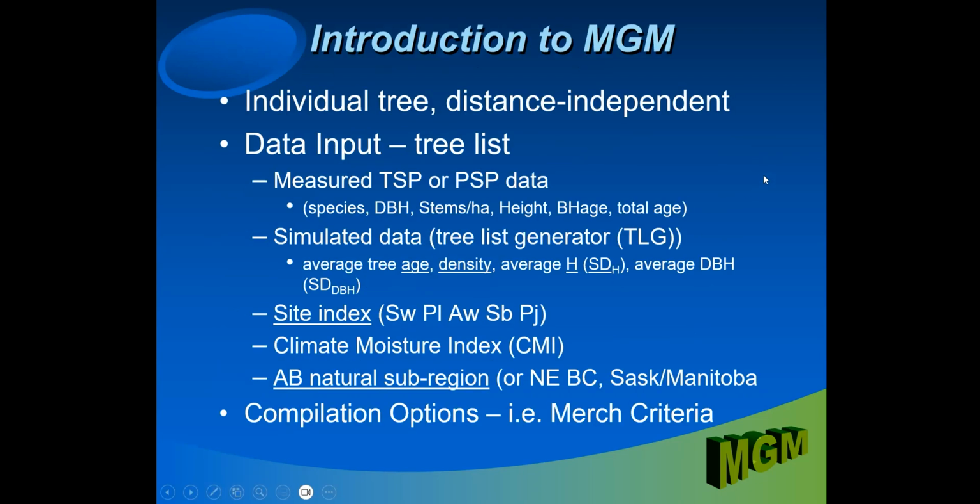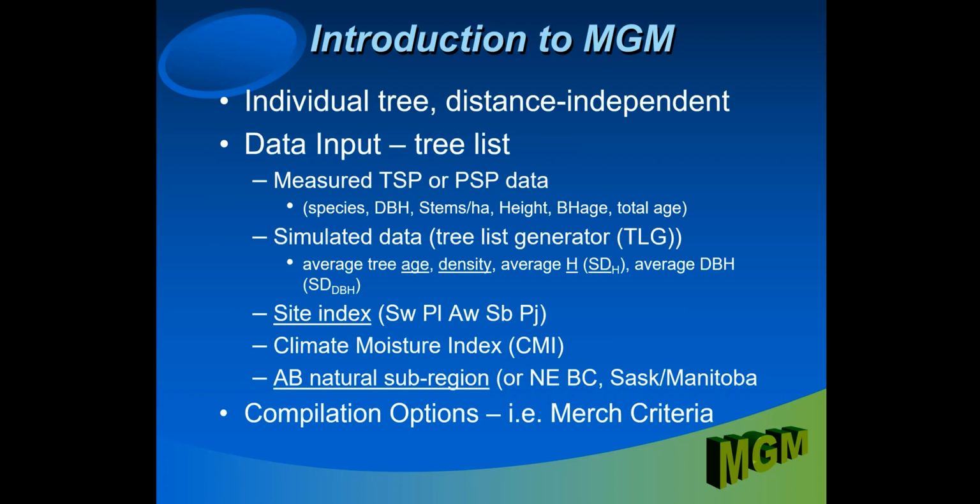Okay, so if we look at MGM and talk about how it's referenced, it's an individual tree distance independent model. And we'll be coming in and out of this whole thought process of what an individual tree model is, what is distance independent, and how it works as we progress through the presentation. But I'm going to start off with talking about the data input.